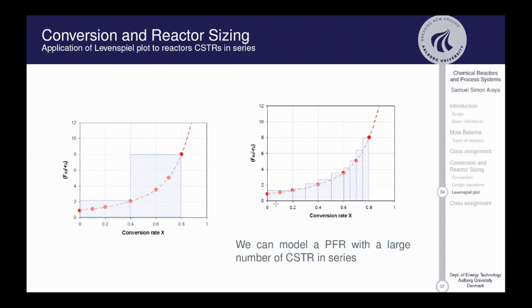As we also saw when we were deriving the mole balance equation for the PFR, we were taking small slices of the PFR along the axis and doing a CSTR type of operation in each one of them. And that's what's happening here. If we went infinite, we would just remain under the curve, and the volume of all these CSTRs would approximate to the volume of a PFR.